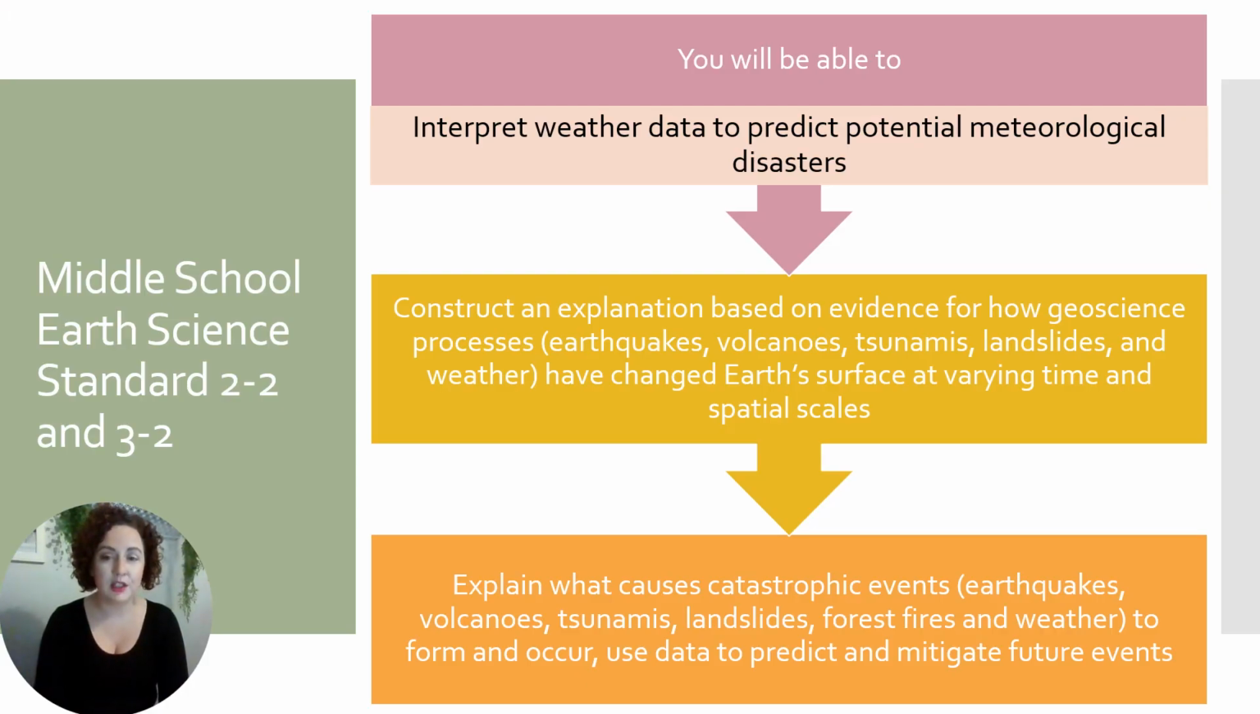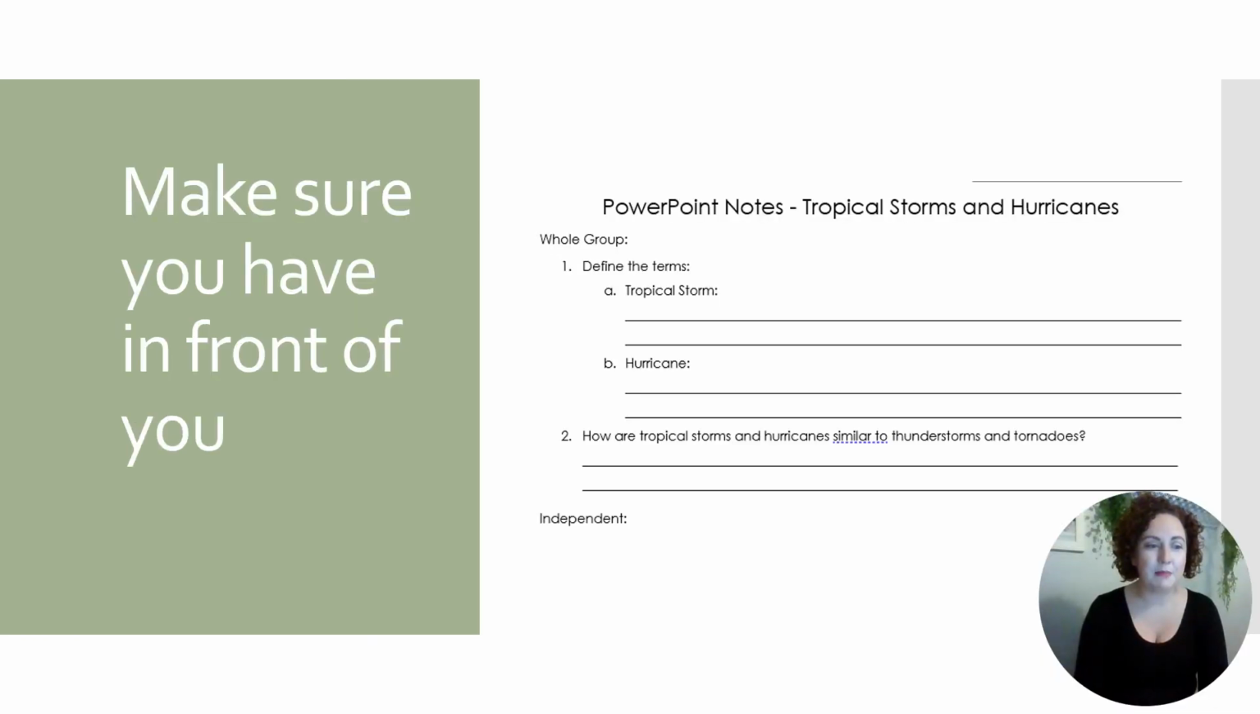So we are still working with middle school earth science standards 2-2 and 3-2, and we're just diving further into being able to interpret weather data to predict potential meteorological disasters. So let's keep moving. Make sure you have your notes out in front of you.